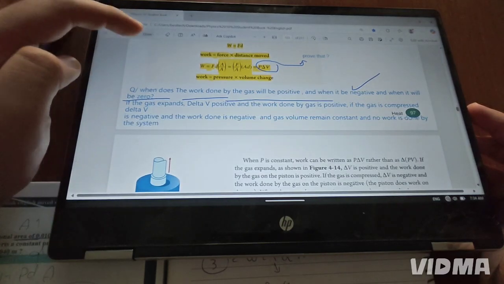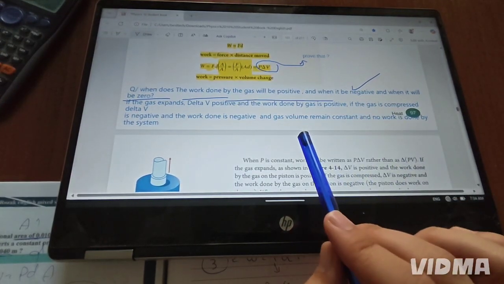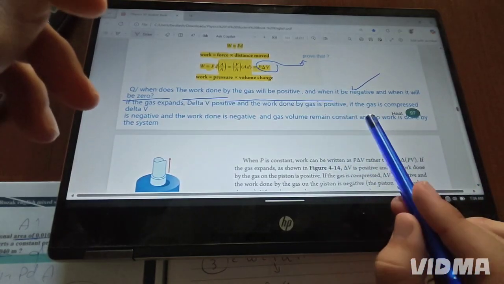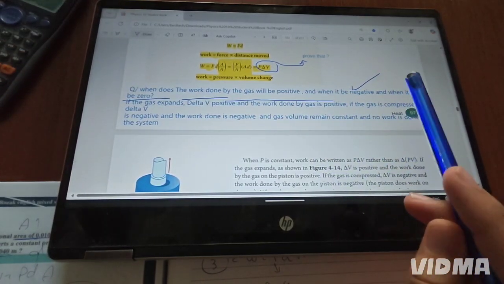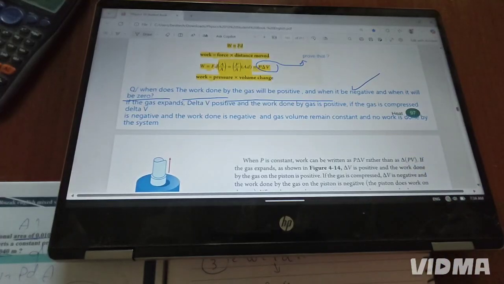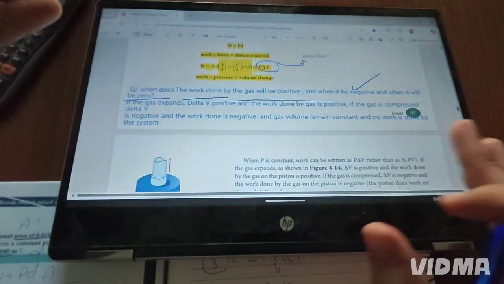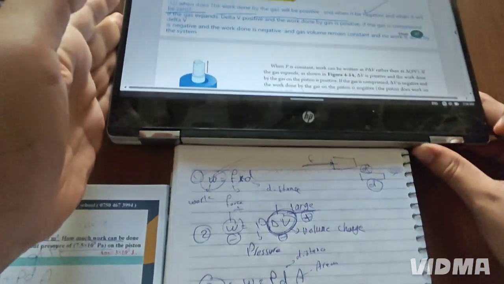One thing is left. If the volume of the system or the object remains constant, without changing, it means there is no work done. If there is no change of volume, no work is done, and the work is zero.